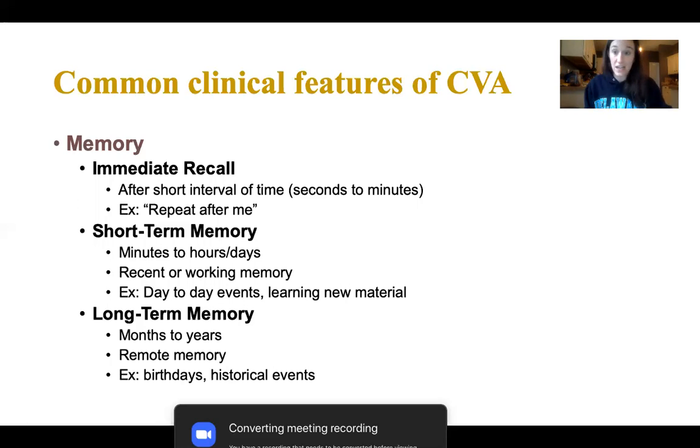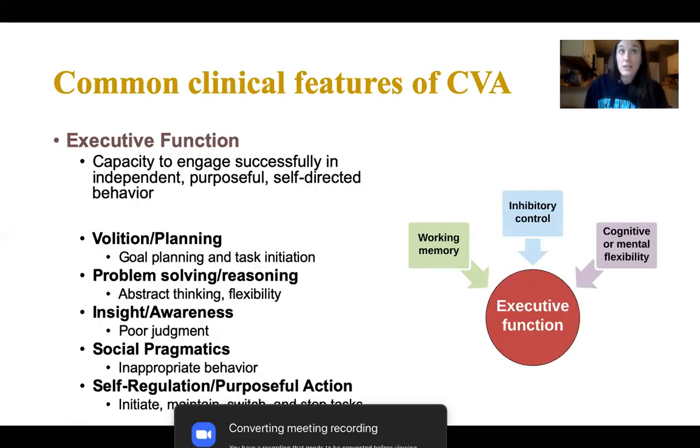Long-term memory is kind of our months to years. So where was your birthday last month? What class did you take last year? Those kind of things. When is your birthday? What did your mom do for her birthday last year? You name it. So that's more long-term, a little bit less functionally relevant, but we keep an eye on it anyways. Long-term memory tends to be spared more often than short-term and immediate.